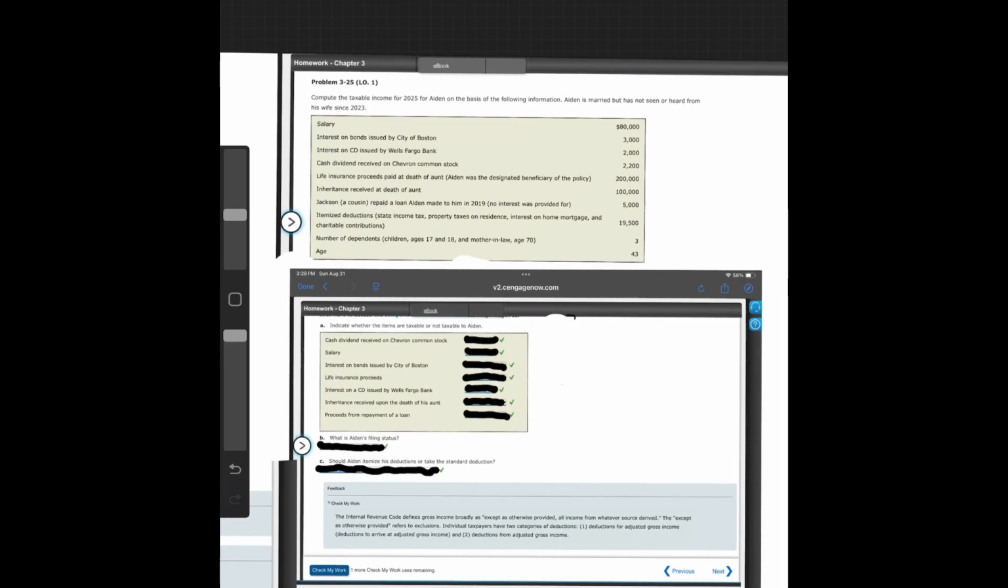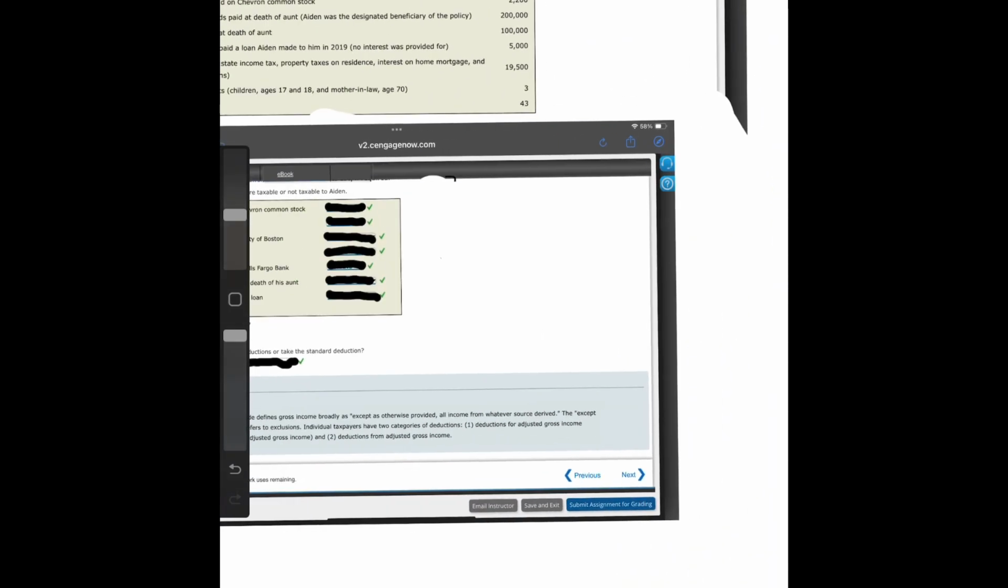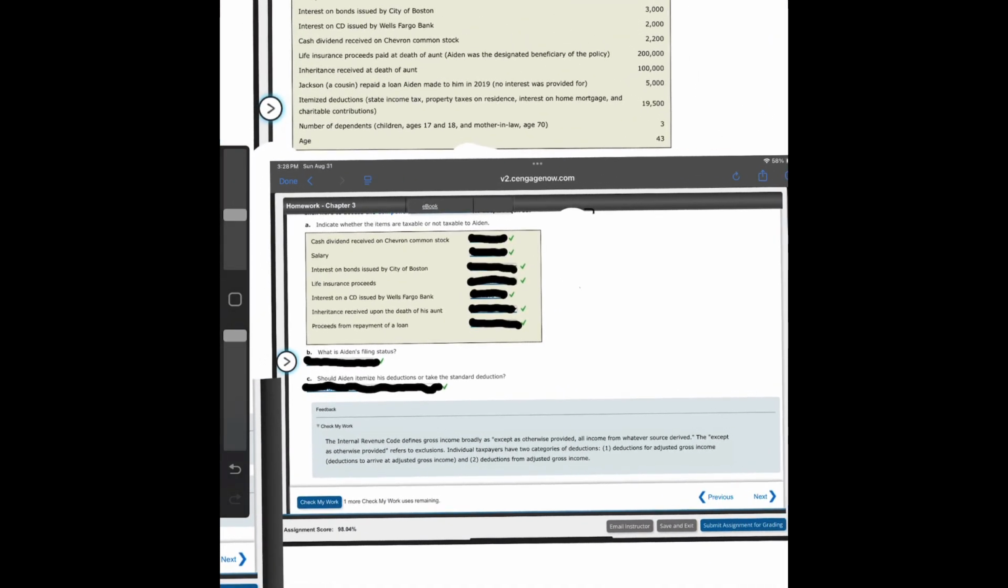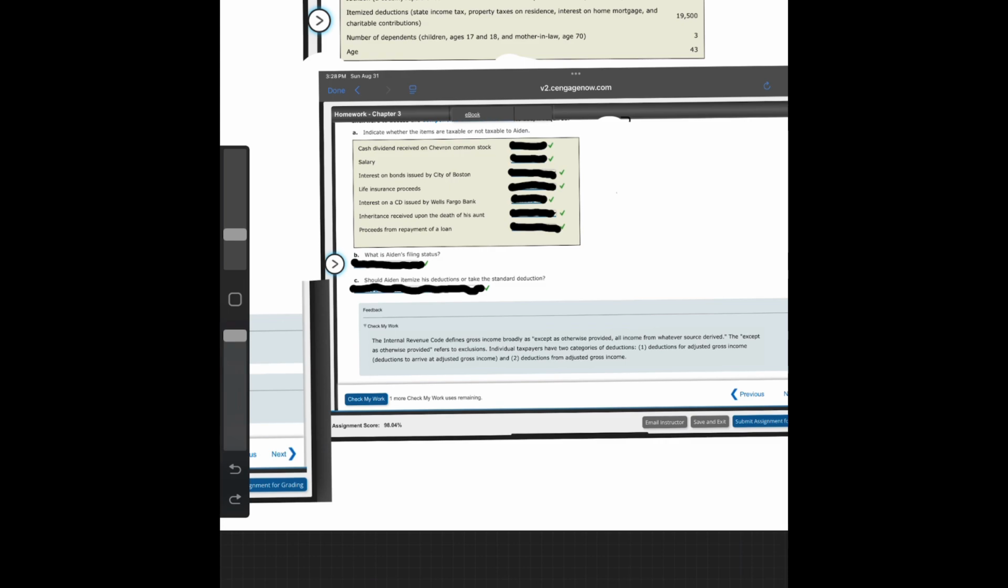All right, so now we're looking at this problem. I just want to show you the whole problem before we get into it. Let's make this a little bit smaller. It's too small. All right, so compute the taxable income for 2025 for Aiden on the basis of the following information. Aiden is married but has not seen or heard from his wife since 2023. And first of all, before we get into it, we have to go through these.